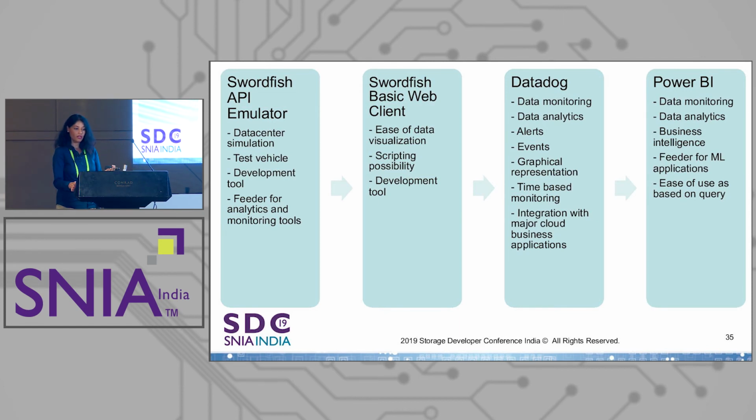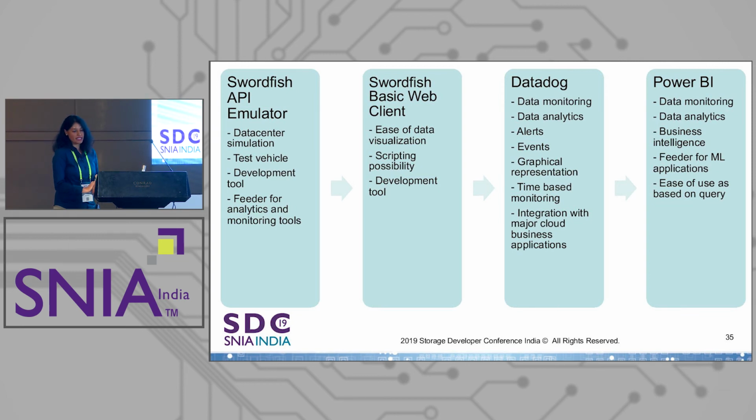Now, for a developer, the basic web client gives an additional advantage. You can see in the browser the whole hierarchy of the system. You can use the add and remove buttons for dynamic resources, all available at the click of a button. As with the API emulator, you can keep adding JSON files and keep scaling up your system. You can even scale out your system. For a developer, Datadog and Power BI might not be that useful, but you can use them to monitor your system. Datadog has a good capability of showing alerts and events, so you can set up an alert if something is happening in your system.